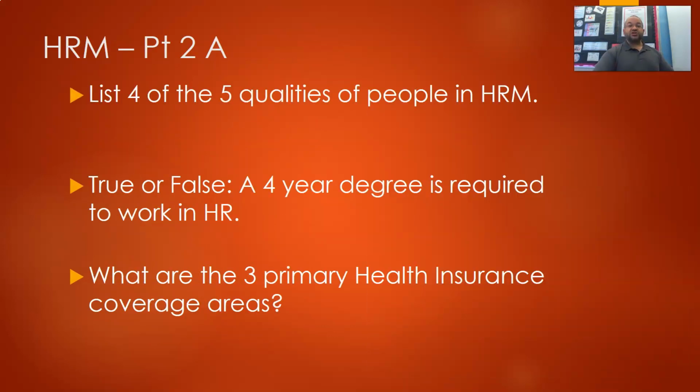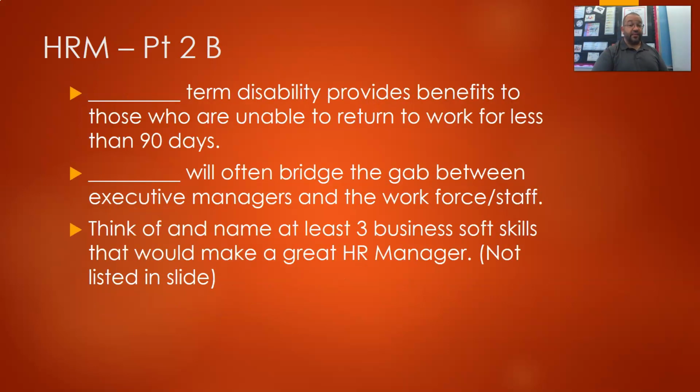And so that brings me to the next few questions here. You're just going to give me a list of true and false. And you're going to go back to the different types of health insurance coverage areas because we talked about it. And then, of course, you got some fill in the blank. And the final one is some additional soft skills not listed in the slide that you think might be important for a human resource manager. You can't look that up. You just got to think about it. There is no slide that tells you that.